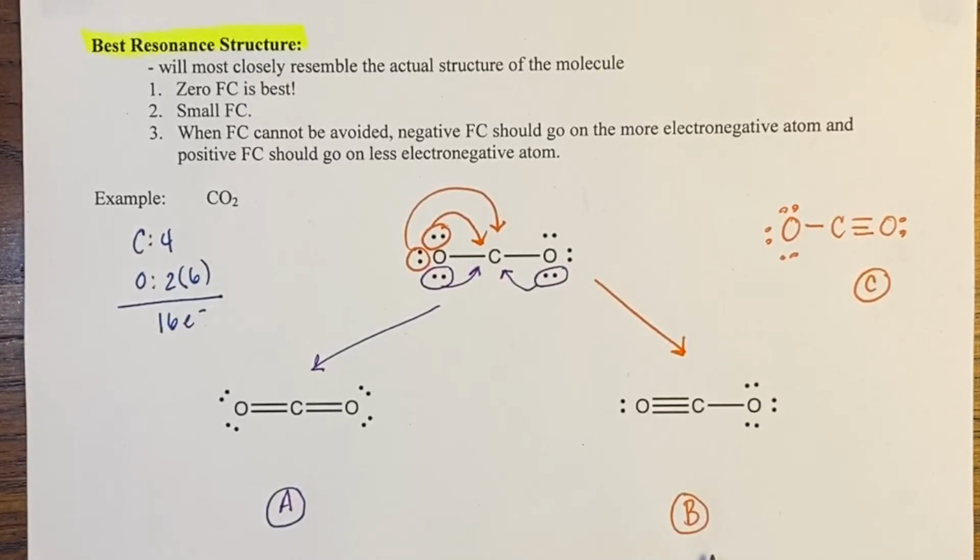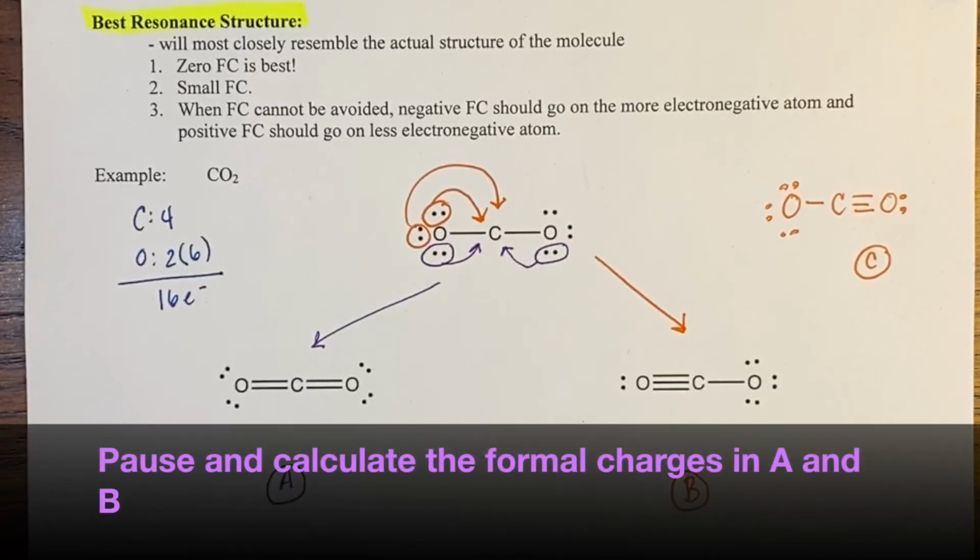So that means that I need to use what I know about the best resonance structure and my formal charges in order to understand what the final and best Lewis structure for carbon dioxide is going to be. So pause the video and calculate all of the formal charges for all of the atoms in structure A and structure B, and use that information to decide which is the best Lewis structure for carbon dioxide.